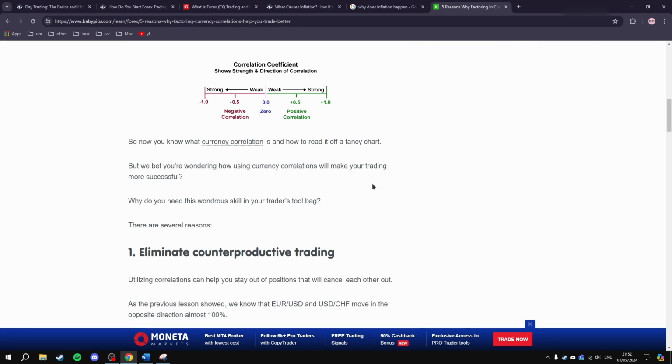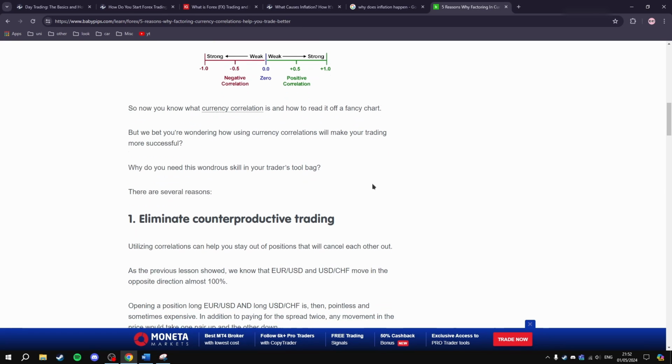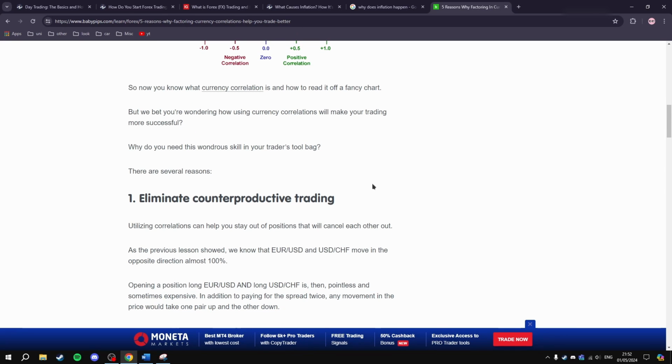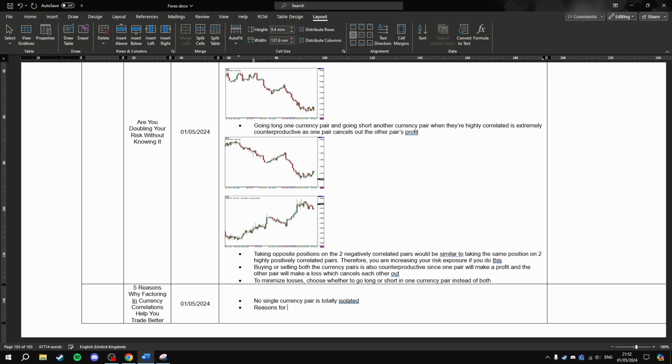So now you know what currency correlation is and how to read it off a fancy chart. But we bet you're wondering how using currency correlations will make your trading more successful. Why do you need this wondrous skill in your trader's toolbag? There are several reasons. Reasons for using currency correlations.